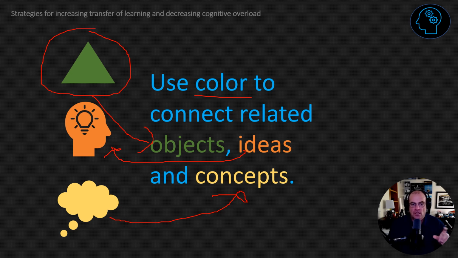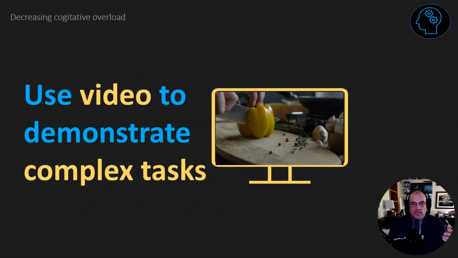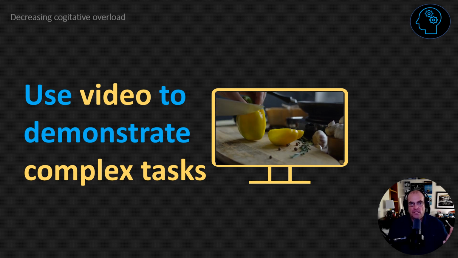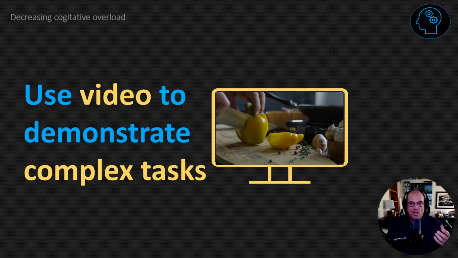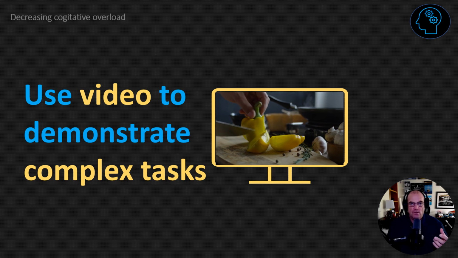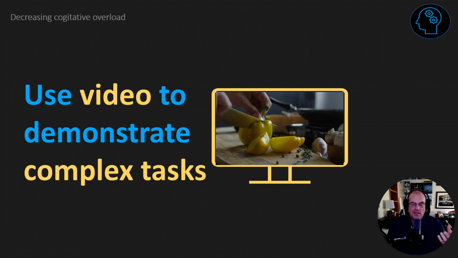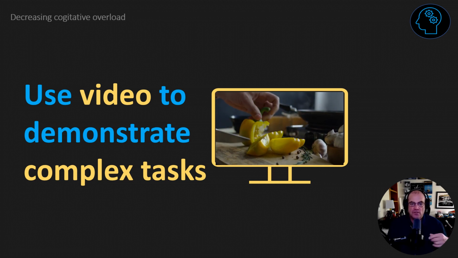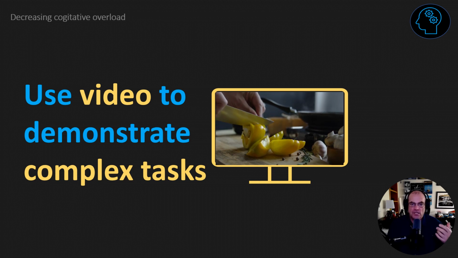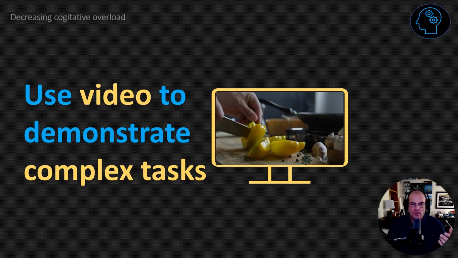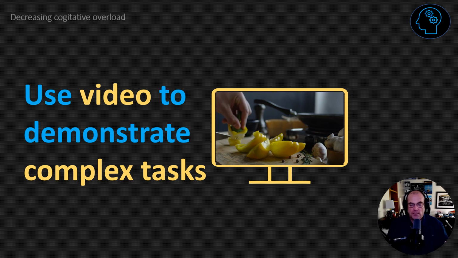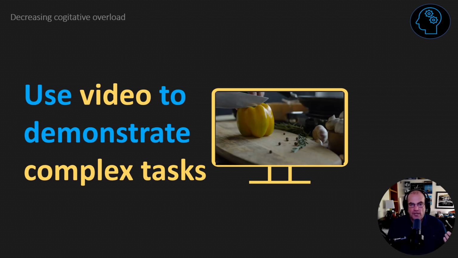Next, if you have a complex task or a process to show, the best way to do it is through video or images. Images are good because you can build them out one by one and break the process down to each step. But if you can see an overall video of how it's supposed to happen, like cutting up a pepper, it's harder to explain to somebody by writing out exactly how to do it than it is to actually show them with a video.